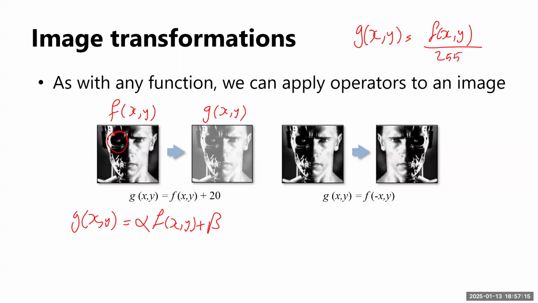The result from this operation will be what? Integer or fraction? Fraction, yes, because this is the maximum I can achieve. When I say fraction, it means the minimum will be 0. When f of x, y is 0, the value will be 0. If f of x, y equals 255, the maximum will be 1. So it will go from 0 to 1, nothing more than that. Agree?